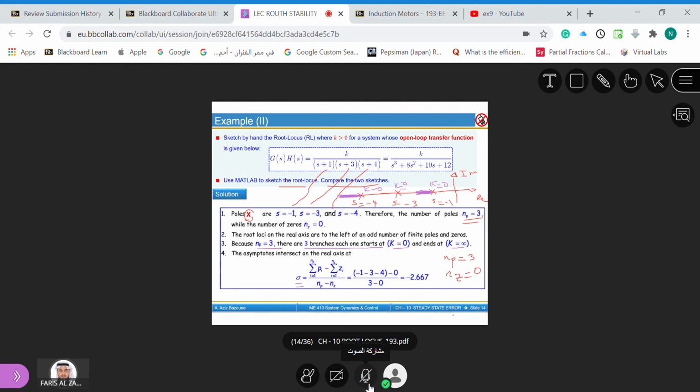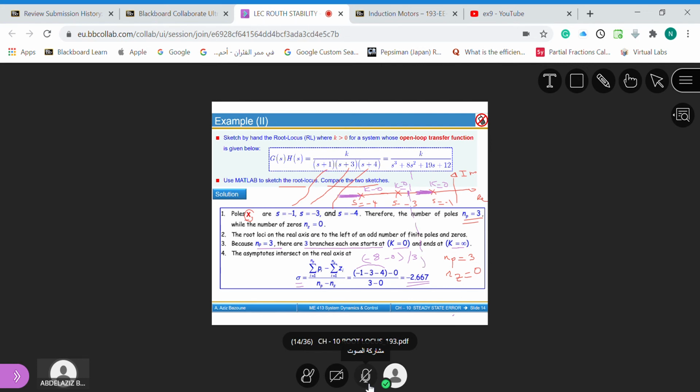Minus 8, minus the total of zeros. We don't have zeros, so minus 8 minus 0, over the number of poles minus the number of zeros. So at the end of the day we will have minus 8 over 3, which gives you minus 2.667. Clear, guys? So minus 2.667, if here is minus 1 and this is minus 3, minus 2.667 is somewhere here. So this is sigma, the value of sigma.